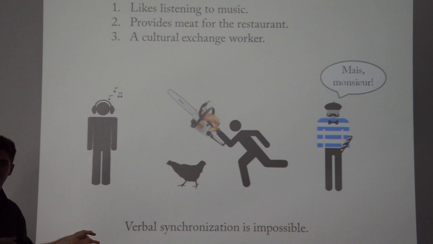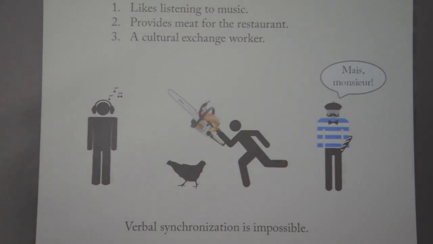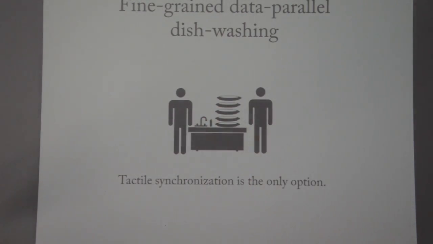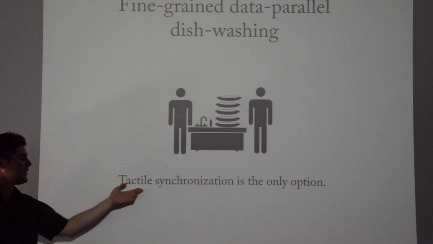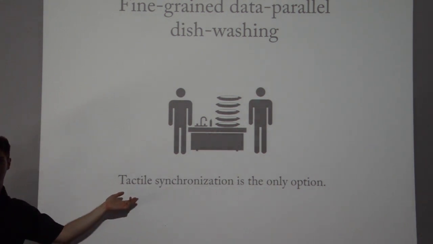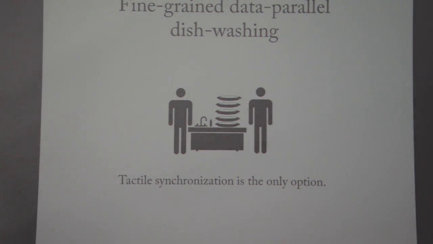The advantage of verbal synchronization is that you could immediately say something and immediately everybody else would know what you said. But in this restaurant, this just doesn't work. You cannot immediately say anything. It's very loud and it's dark. The only option that's left to you is tactile synchronization. This means that you can feel something in the dark, remember it in your short-term memory, and then act based on that.